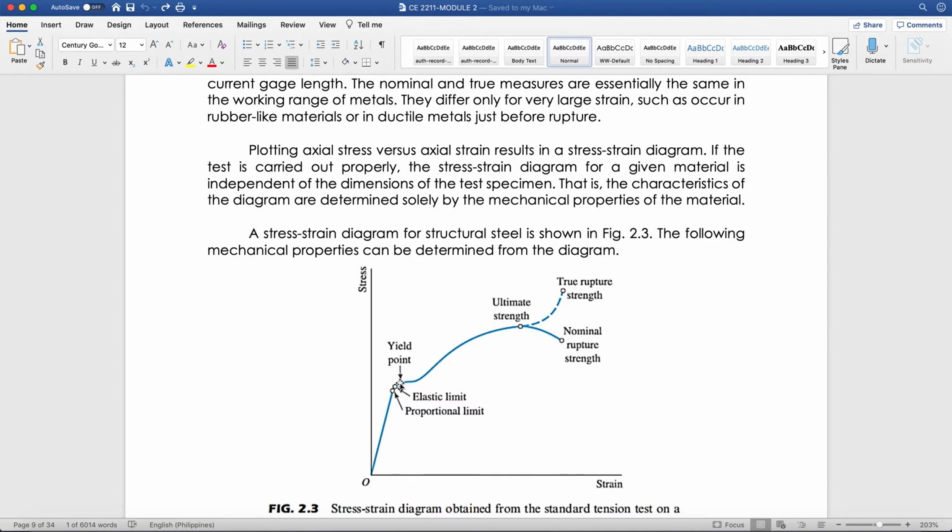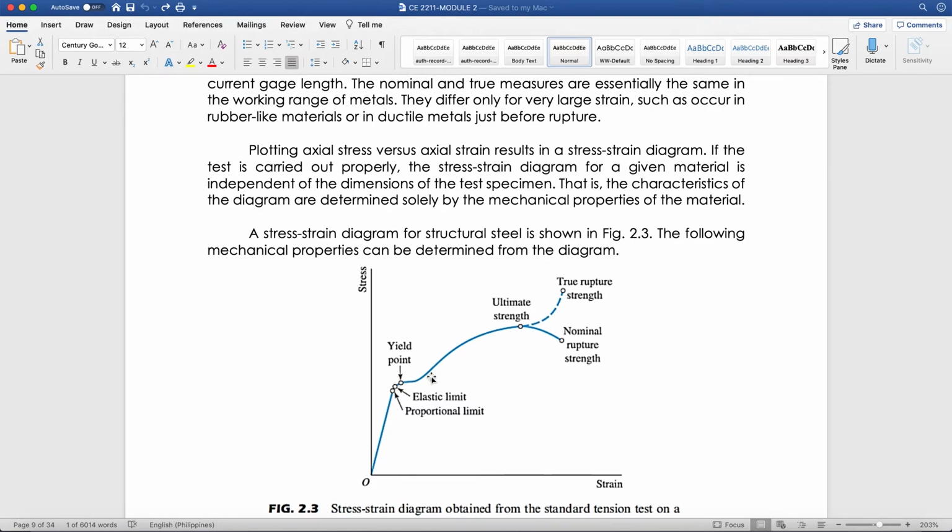But once it passes through the yield point, lumagpas na siya sa yield point, dediretso na siya dito, nandito na siya sa kanyang plastic state. Ibig sabihin, when we remove the load, the deformation on your material would already be permanent. It is irreversible. Hindi na natin pwedeng ibalik sa original state.